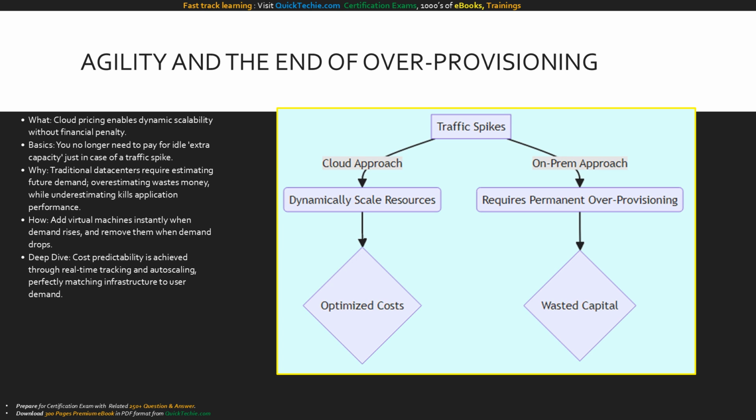Furthermore, modern cloud tools provide real-time cost predictability, ensuring your financial footprint matches your actual performance needs. This flowchart highlights the contrast in handling traffic spikes. When a spike hits, the cloud approach allows you to dynamically scale resources, leading directly to optimized costs. Conversely, the on-premise approach forces you to permanently over-provision your hardware, which inevitably leads to wasted capital. Cloud elasticity is financial elasticity.